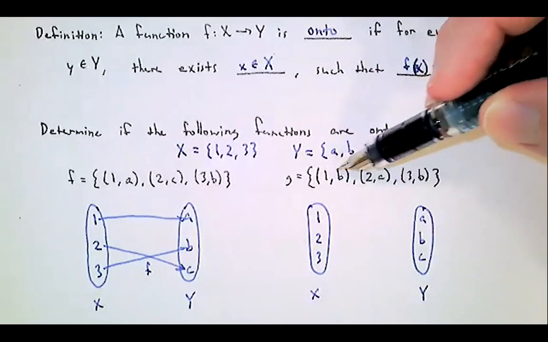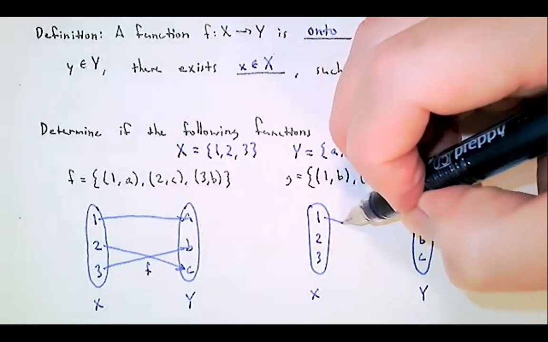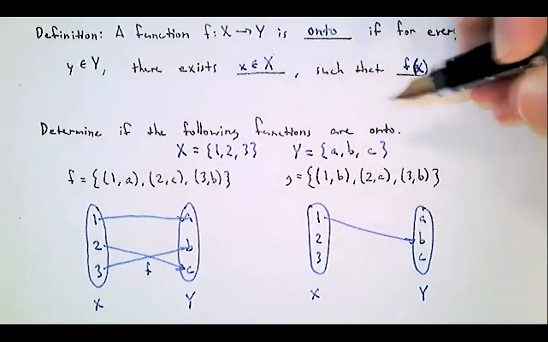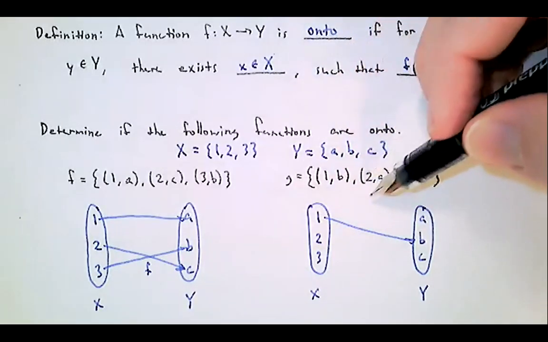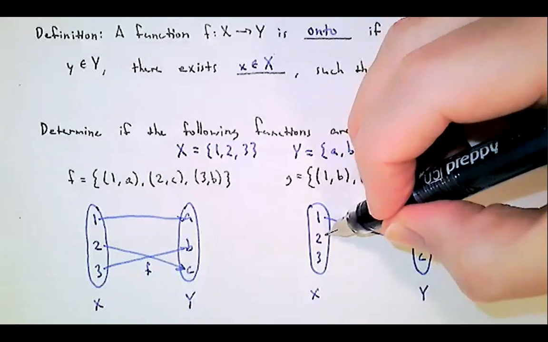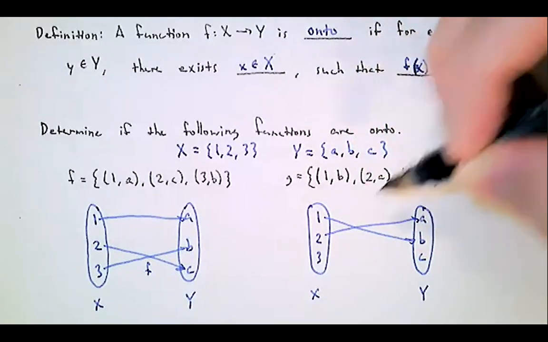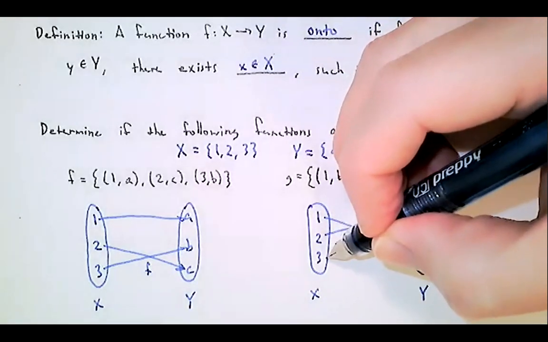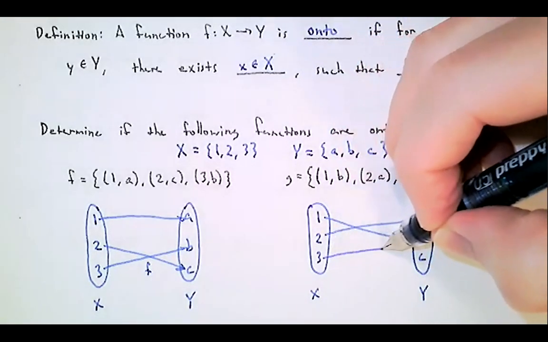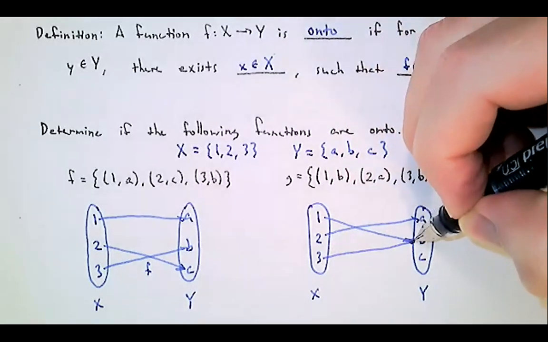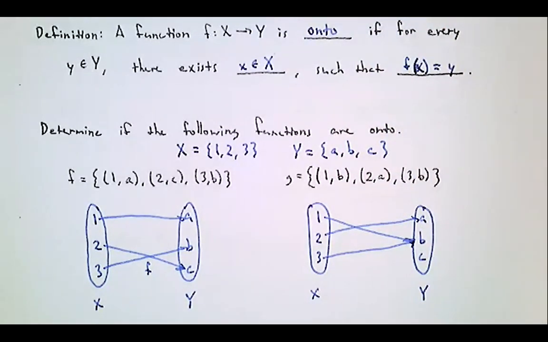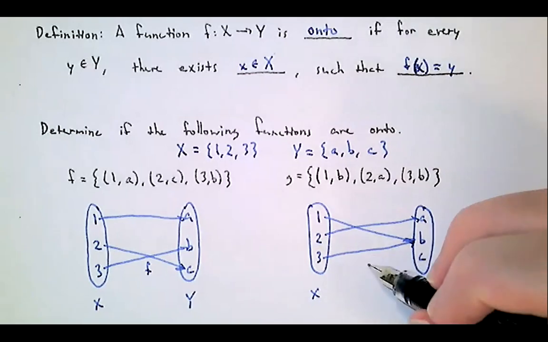Now we'll have an arrow from 1 to B, and an arrow from 2 to A, and then an arrow from 3 to B, like so. So what's the difference between these two arrow diagrams for F and G?